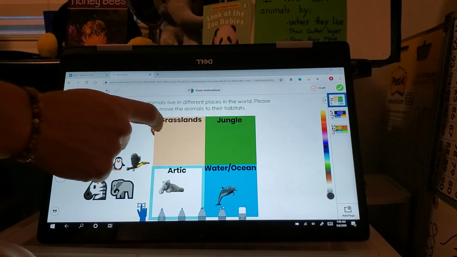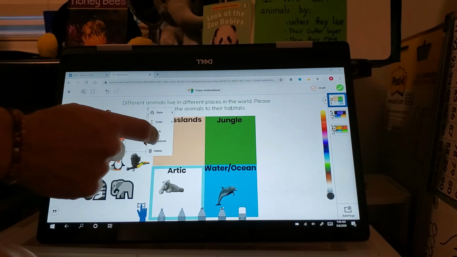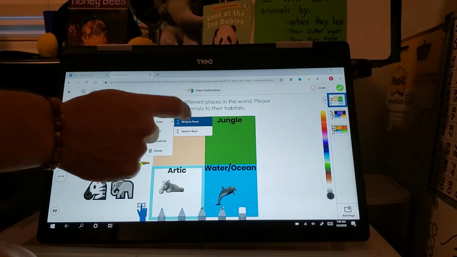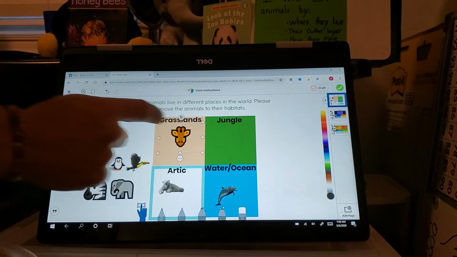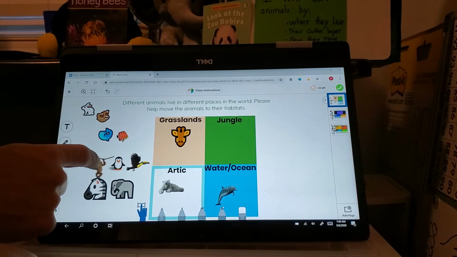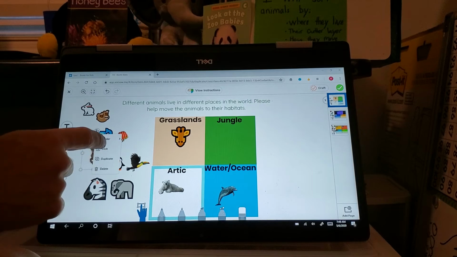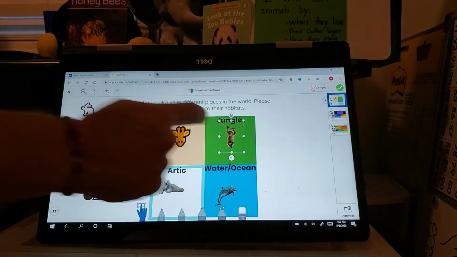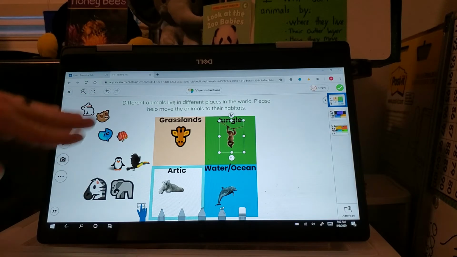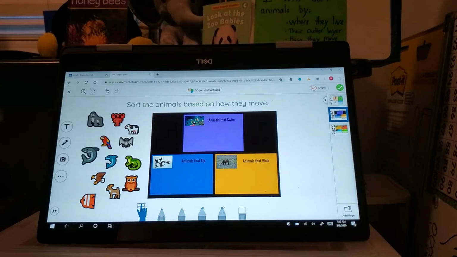What about a giraffe? Well, the giraffe lives on the grasslands. So we will put the giraffe right here. And I know that a monkey lives in the jungle, right? So I can put the monkey over in the jungle. Now there's a lot more over here to do, but those are up to you. I want to do a couple of these with you.